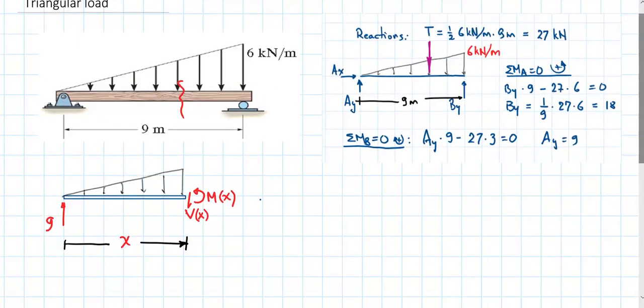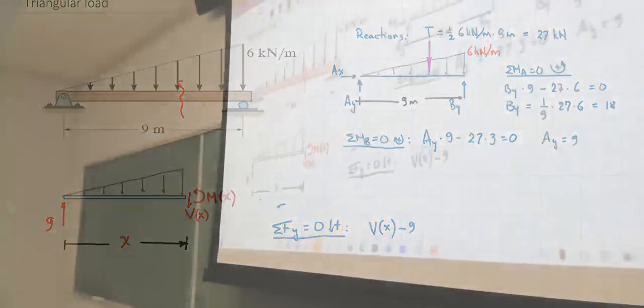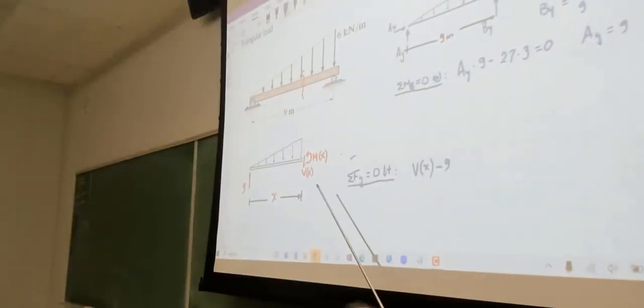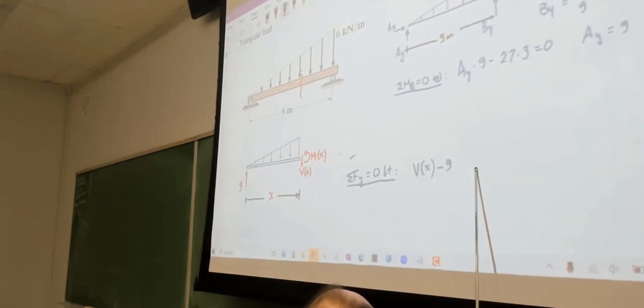Let me get started with the equation. This equation is for the whole beam, so I'm not going to put from 0 to 9. It's for the whole beam, so don't put that thing. Summation of forces in the y direction equals 0. I'm going to say positive going down, so I have the direction of the shear, and then I have, you tell me what? V of x, what else? Minus 9, right? Minus 9 because I said positive going down and 9 is going up. What else here?